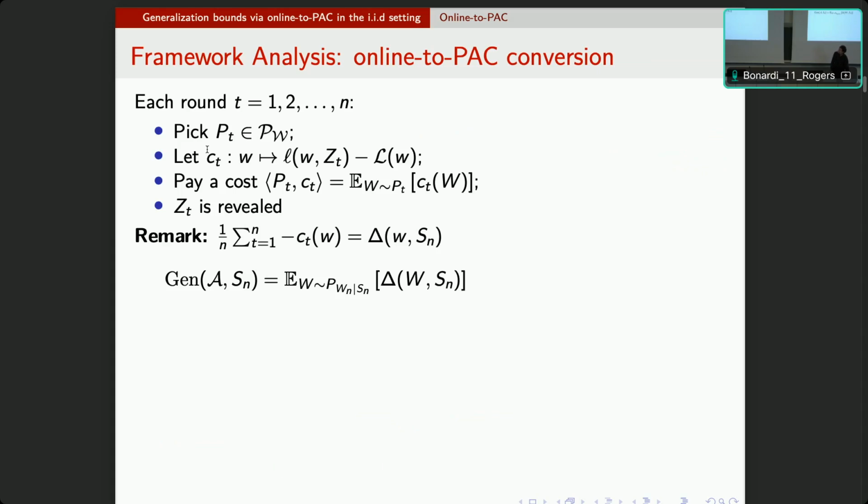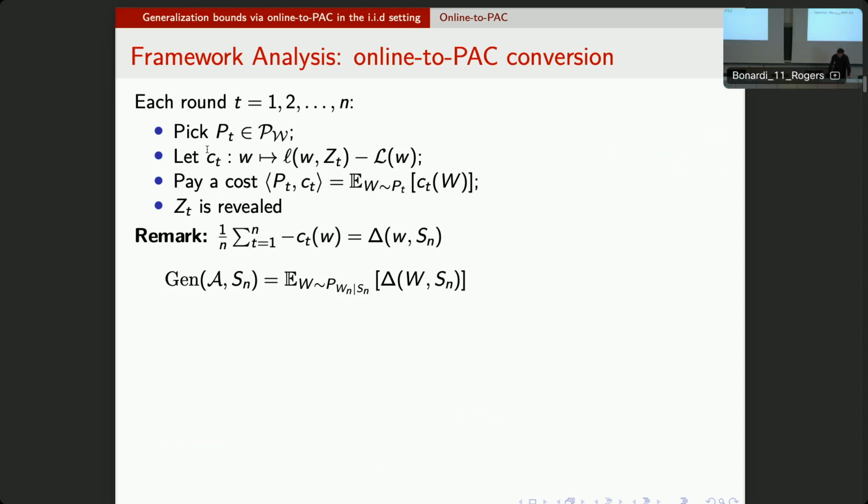So this game is a bit weird, I think, there are many things to say about it. So I will be happy to discuss it in the poster session. What I want to emphasize here is that because we define the costs in such a weird way, we have immediately this connection between the generalization gap and the cumulative minus cost of the learner.